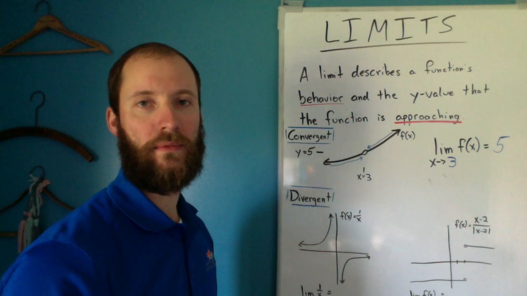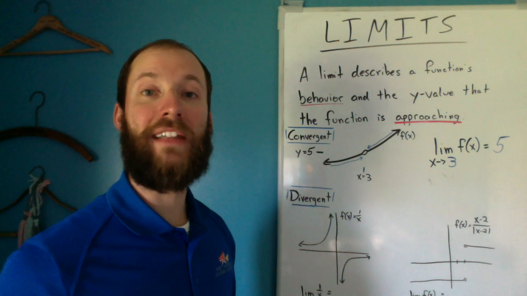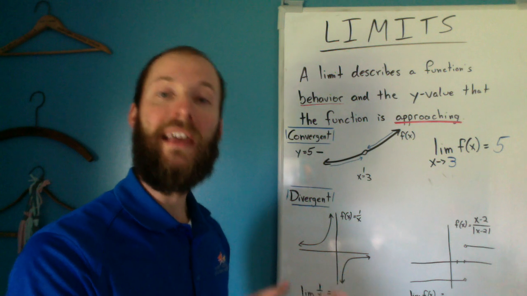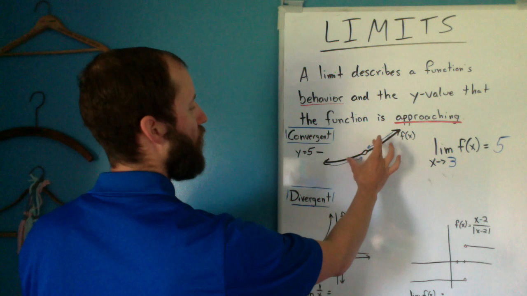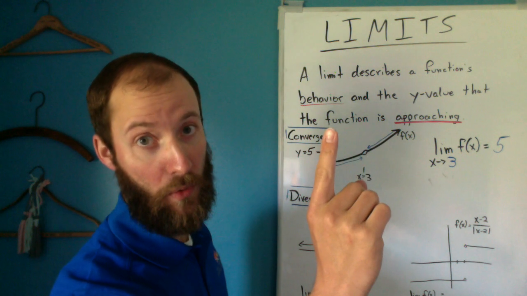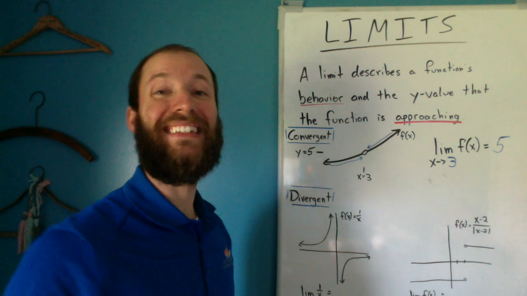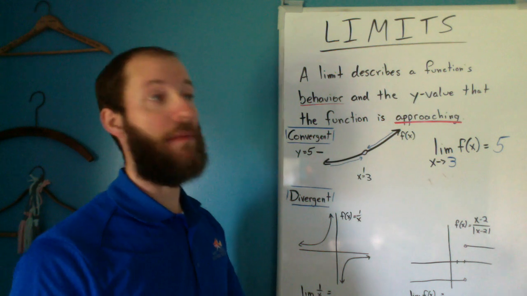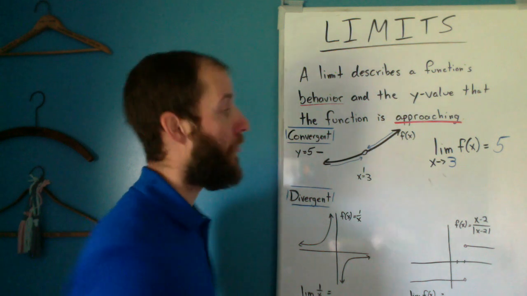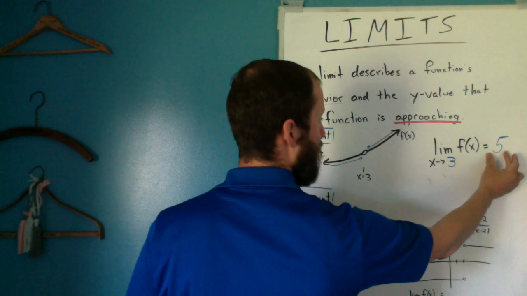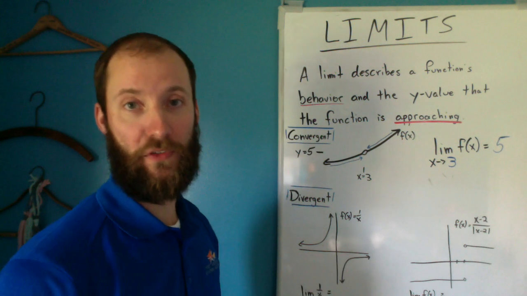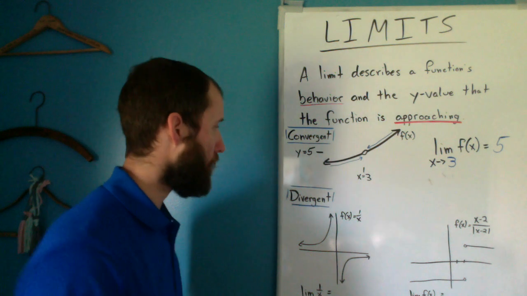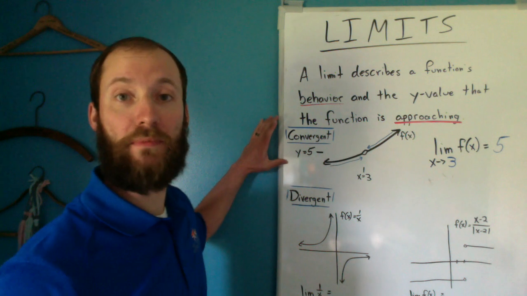But that's okay, because limits are not about what a function is. It's about what a function is doing. The function is going towards 5. Will it ever get there? No. But if it did, if it somehow miraculously happened, based upon the behavior, it would go to 5. All right? So that's convergent behavior.